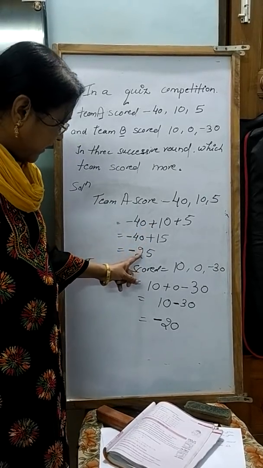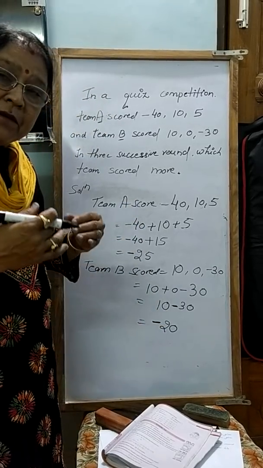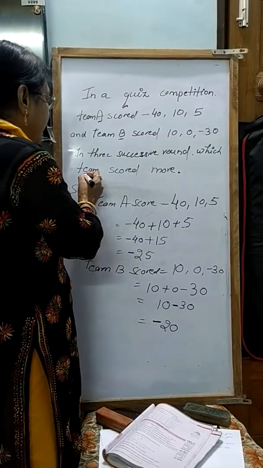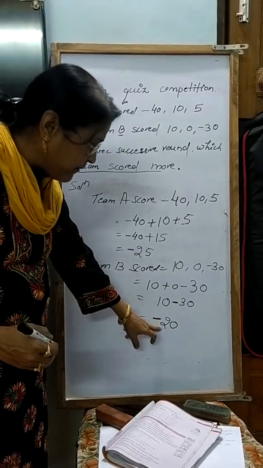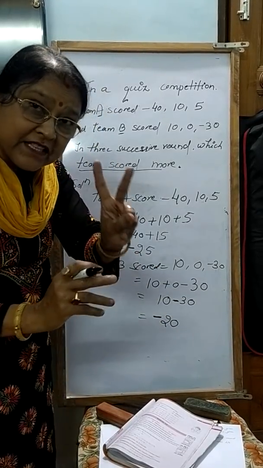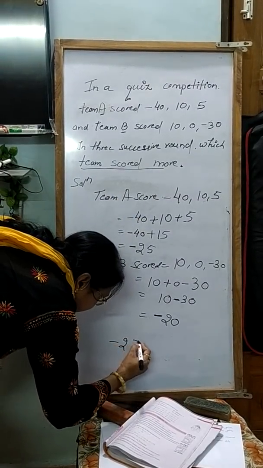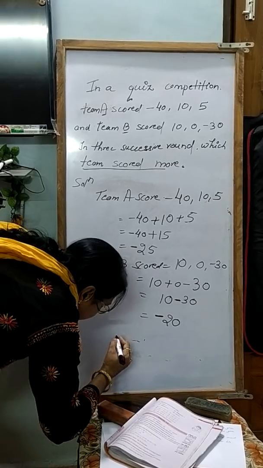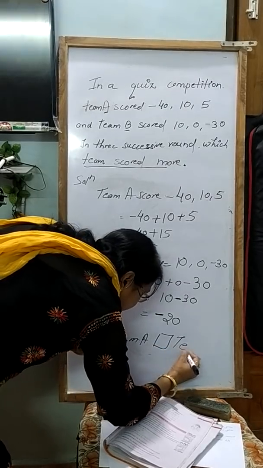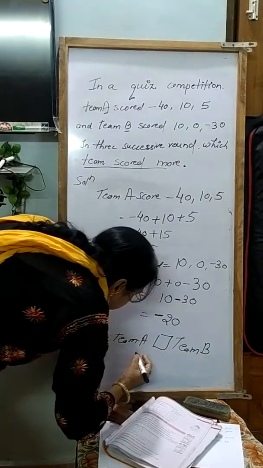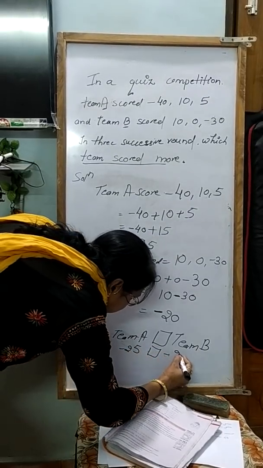Now here -25 scored by team A and -20 scored by team B. Now our question is that which team scored more marks? Now here -25 and -20, that is the comparison between two integers. Sorry, you have to write here this is team A and compare team B. Team A scored -25 and team B scored -20.